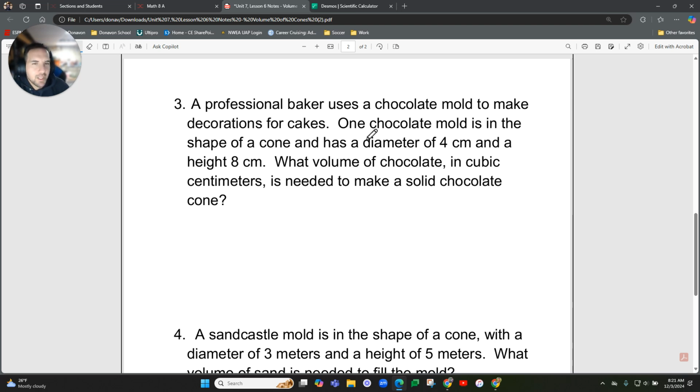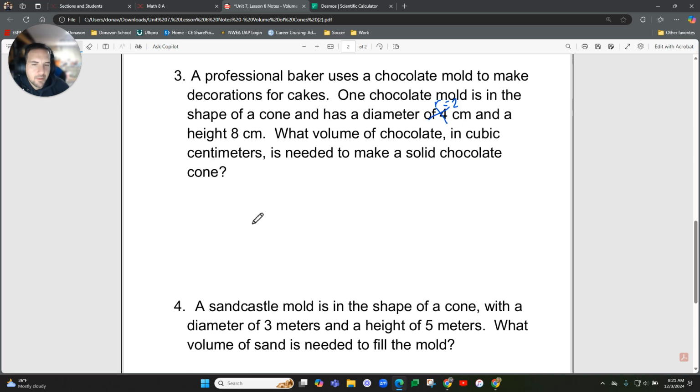But anyways, moving on. So one chocolate mold is in the shape of a cone and has a diameter of 4, height of 8. What is the volume of chocolate in cubic centimeters needed to make the solid chocolate cone? Okay, so again, it gives us diameter, so we don't care about the diameter. We want the radius, so the radius is half of that, so 2.